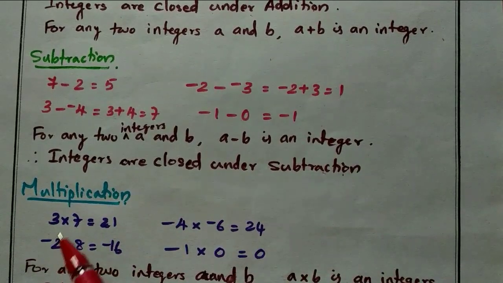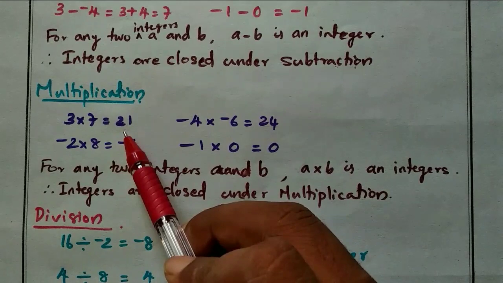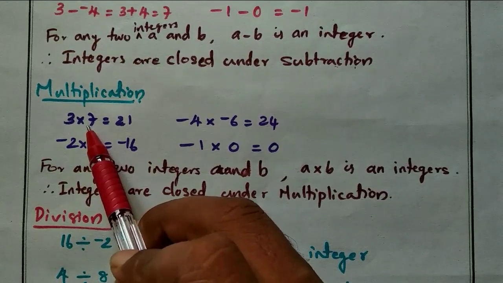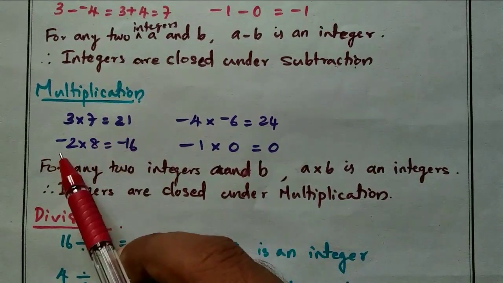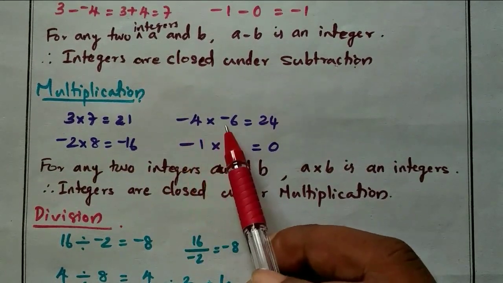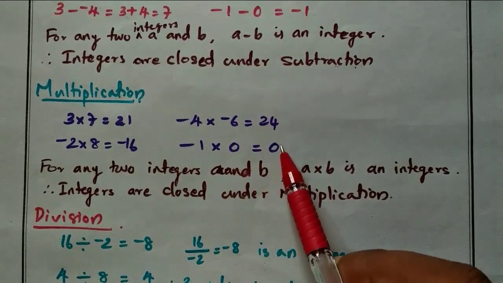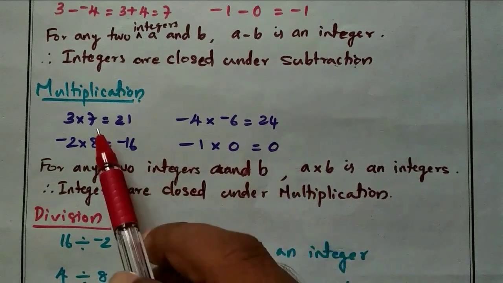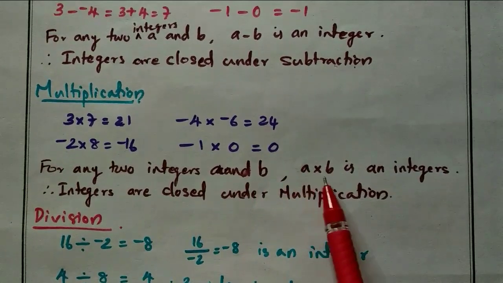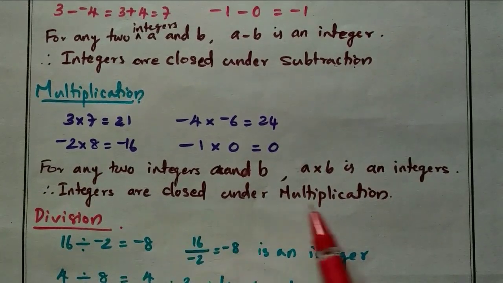Okay. Then next, multiplication. What happened here? 3 into 7 is equal to 21. Correct? Then 3 and 7 are integers and 21 is also an integer. Minus 2 into 8 is equal to minus 16. Minus 4 into minus 6 is equal to plus 24. Minus 1 into 0 is equal to 0, an integer. So these are all integers. For any two integers a and b, a into b is also an integer. Therefore integers are closed under multiplication.